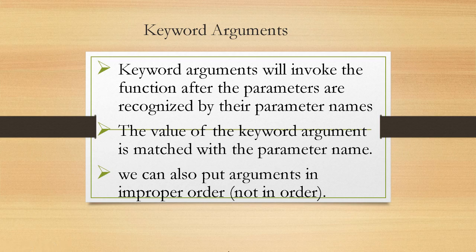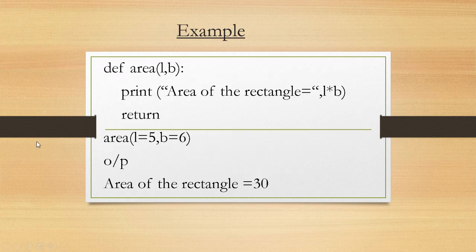So let us see the example, you can understand this definition. Here I have the same program, but there is a change in the call statement: area(L=5, B=6). In the previous example I wrote 5, 6, only the values, but here in the call statement I have written L is equal to 5, B is equal to 6. This is the keyword arguments. That means we are using the parameter name in the call statement. So this is recognized by the parameter name. L is equal to 5 and B is equal to 6. So length is 5 and breadth is 6.